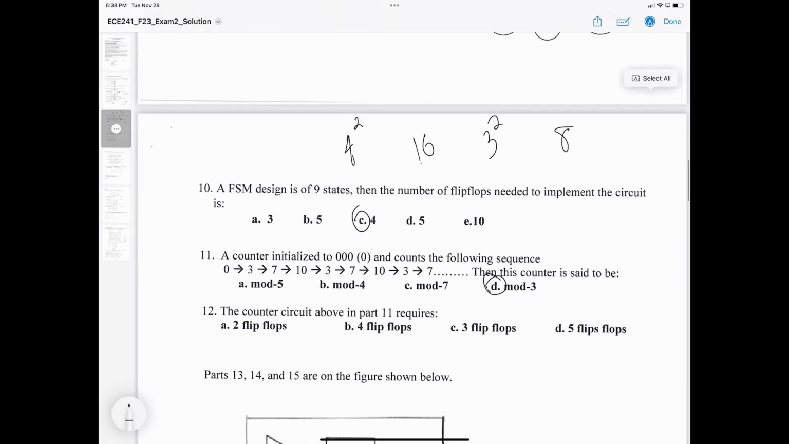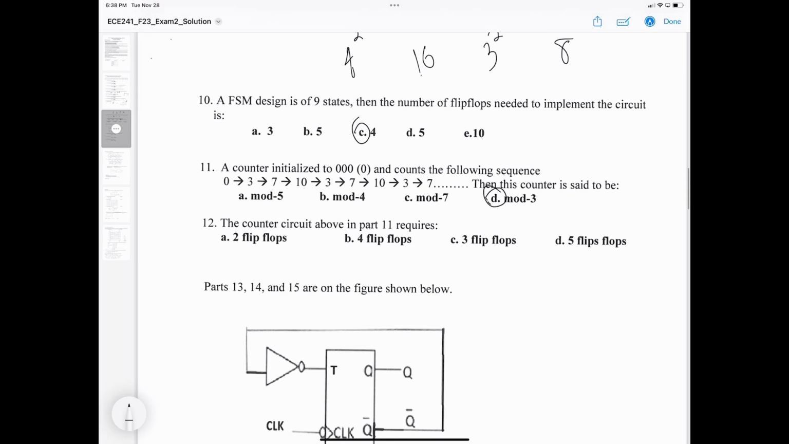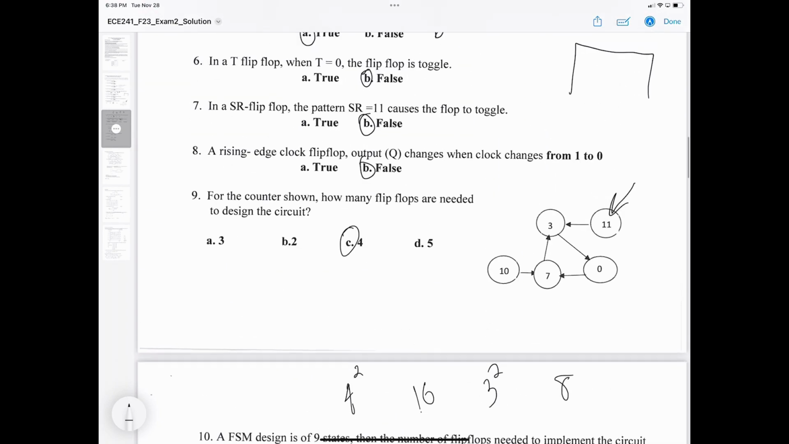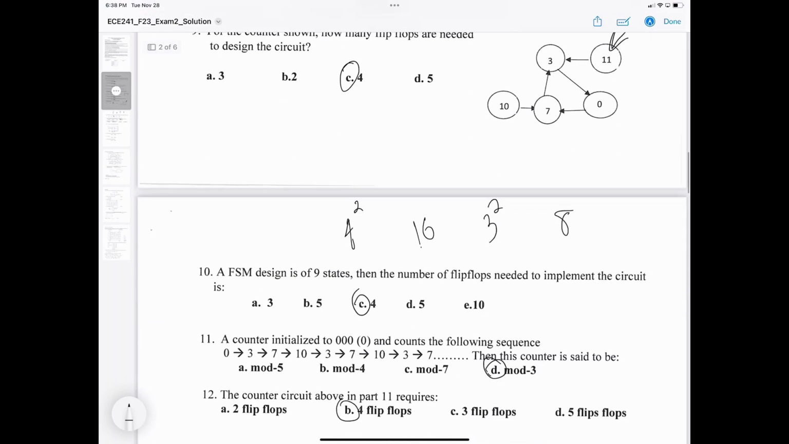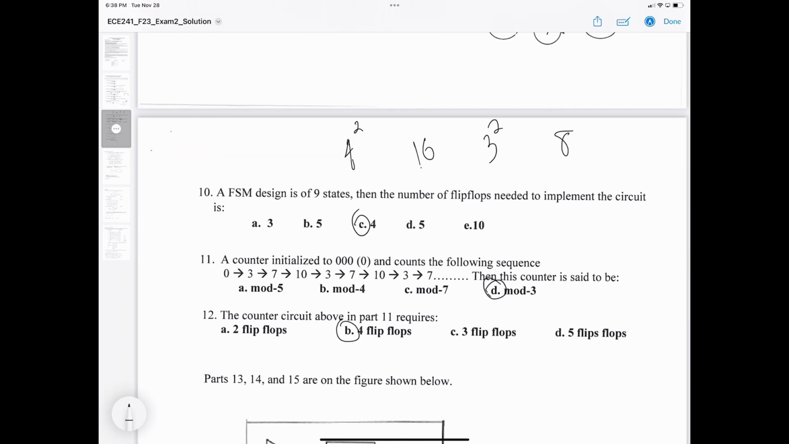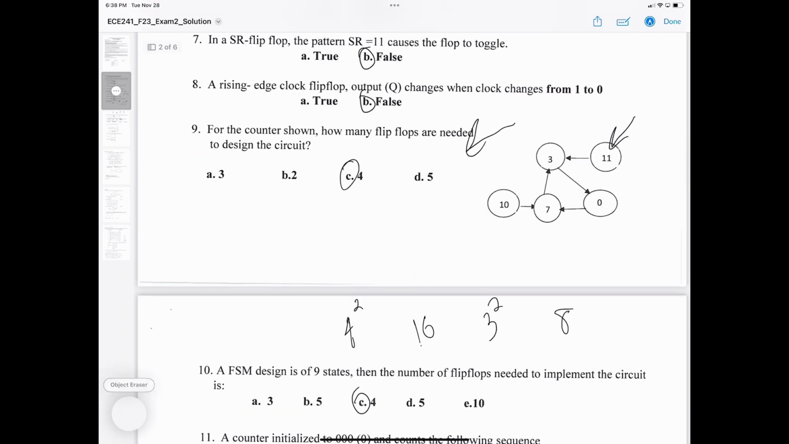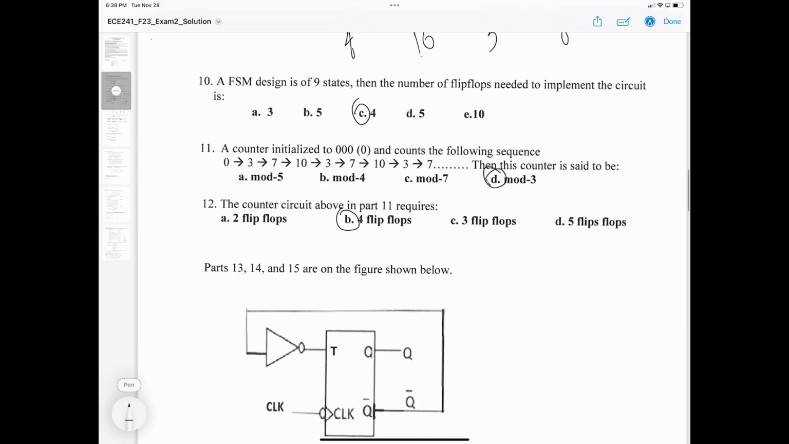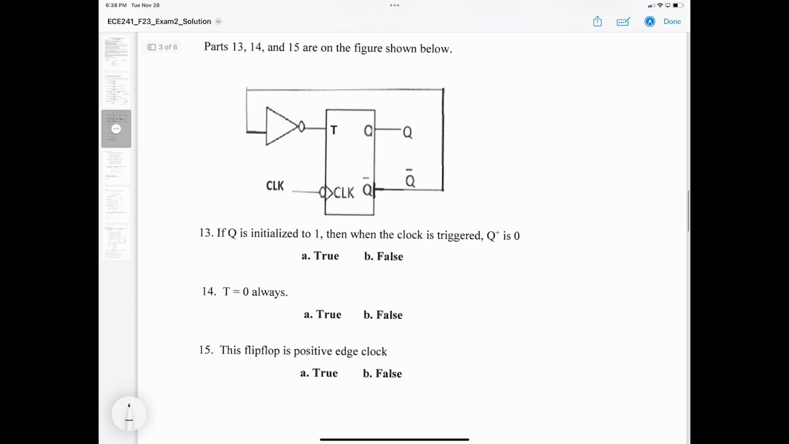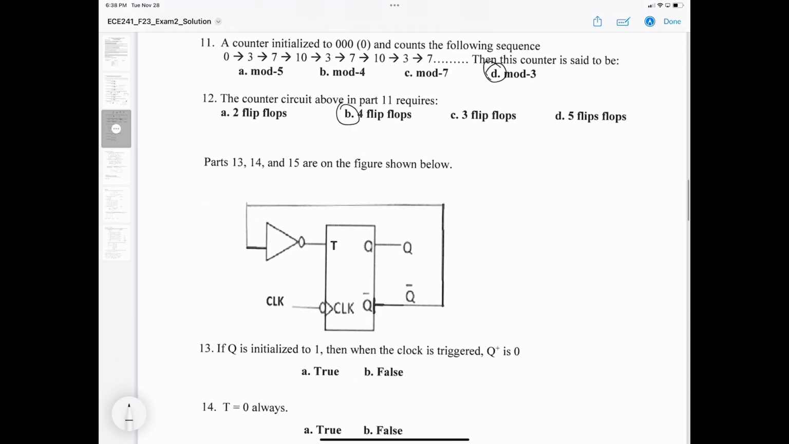Mod 3. Mod 3 are the counters. The circuit above in part 11 requires 1, 2, 3, 4. I would have said 2, but it's 4. You know why? Because it counts to 10. I wonder what I picked. 12 is B. Like, how do I get this one right, but I got this one wrong, which is the exact same thing? Like, I missed that. Oh my gosh, that is actually infuriating.